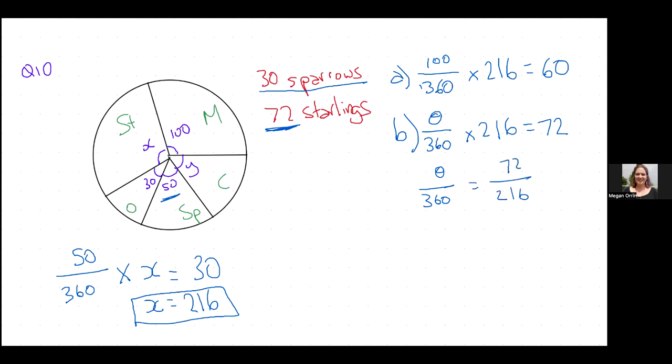I'm going to undo this. Then I'm just going to times this by 360. If I do all of that, I get 120 degrees. So that is the size of that angle. Now that looks about right, doesn't it? It's a little bit bigger than this one here, much bigger than these ones here. So that number makes some sense to me.